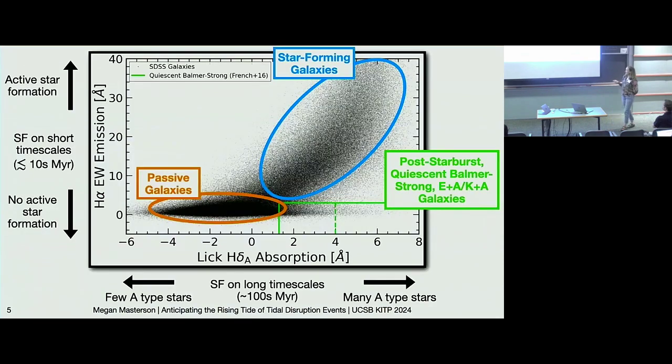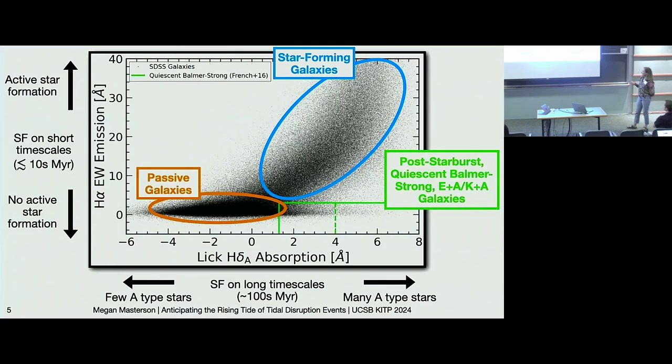So I think you've also seen this plot like 3 times just this afternoon. But this is a tracer of the star formation rate of a galaxy. On the y-axis here, you have your H-alpha in emission, tracing your active star formation. On the x-axis, you have your H-delta in absorption, tracing your star formation on much longer timescales, these A-type stars. And I've highlighted some important regions on the plot here. So you can see that we have our star-forming galaxies up here with a lot of H-alpha emission, your passive galaxies down here with very little H-alpha emission.